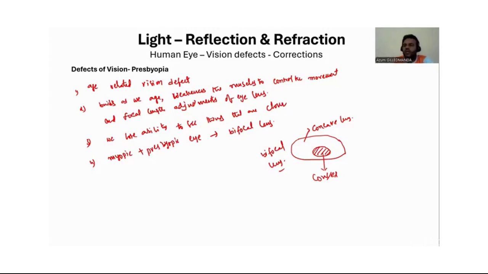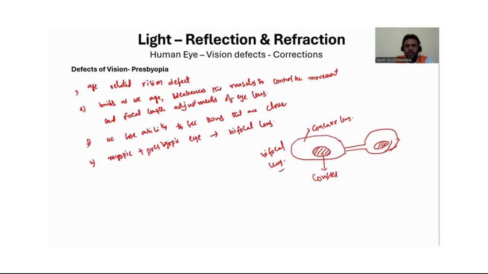So if you combine both, if you want to see far objects, you will use the concave lens. When you need to read closer things or the small letters, then you can use an integrated convex lens. Okay, so this is how our glasses will be. This is convex and this is concave. All right, so that's another defect, guys.